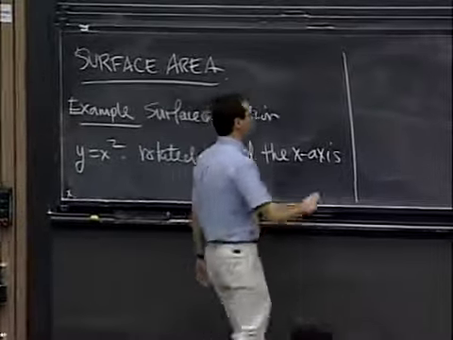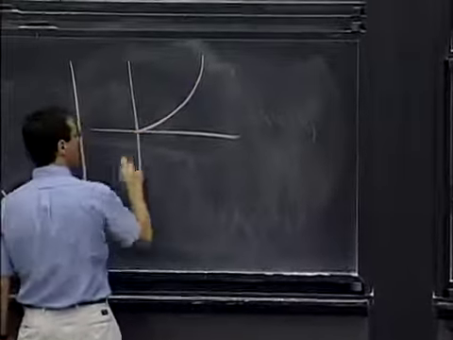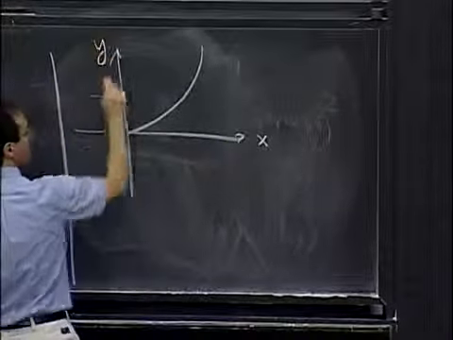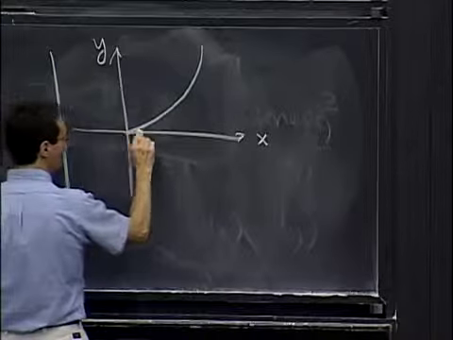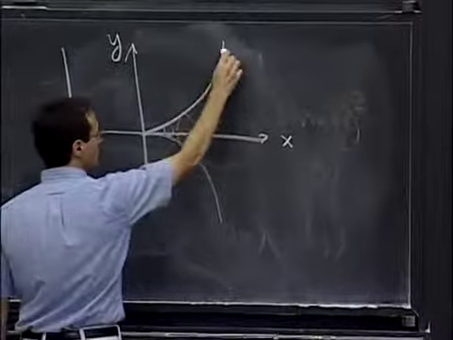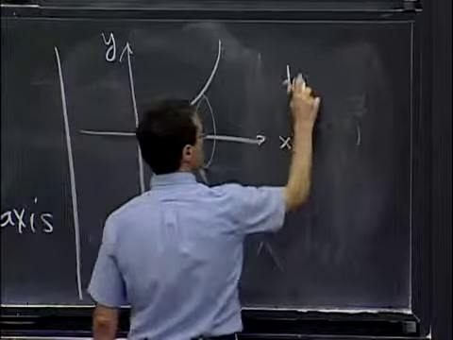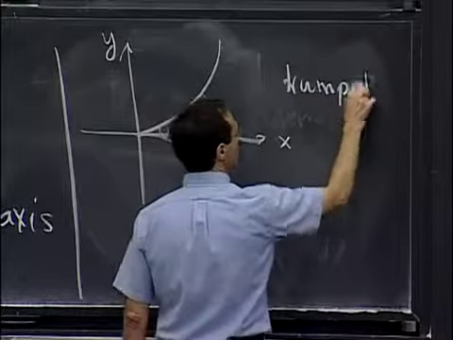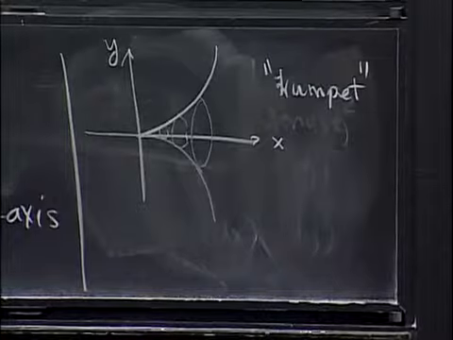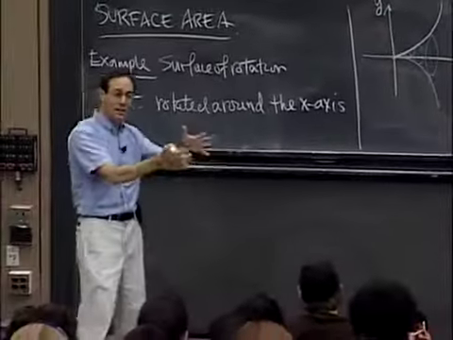Well, so let's take a look at what this looks like. It's the parabola, which is going like that, and then it's being spun around the x-axis. So it's some kind of shape like this with little circles. It's some kind of trumpet shape, right? And that's the shape that we're... Now again, it's the surface. It's just the metal of the trumpet, not the insides.